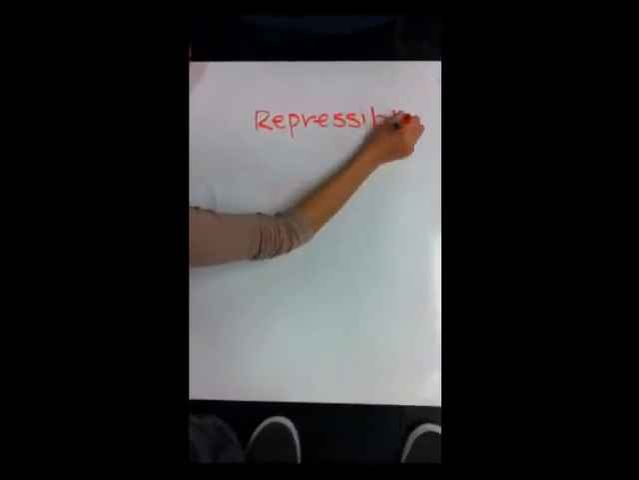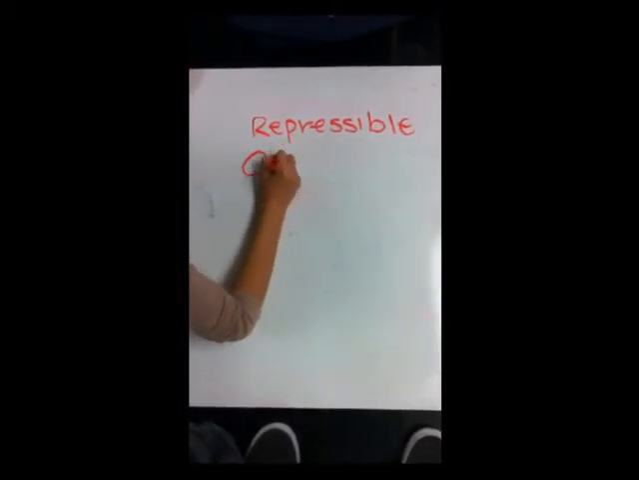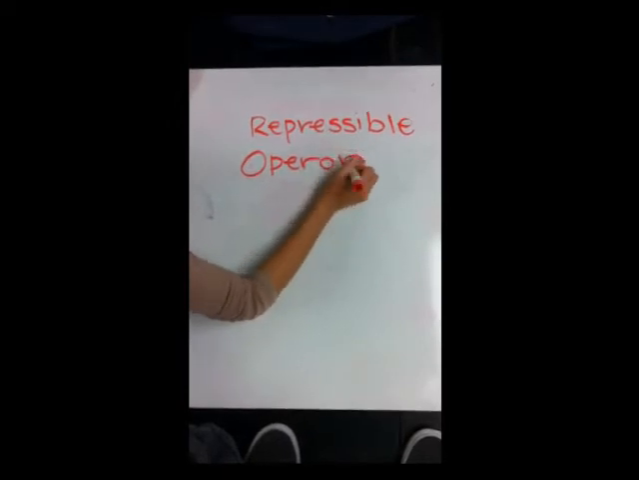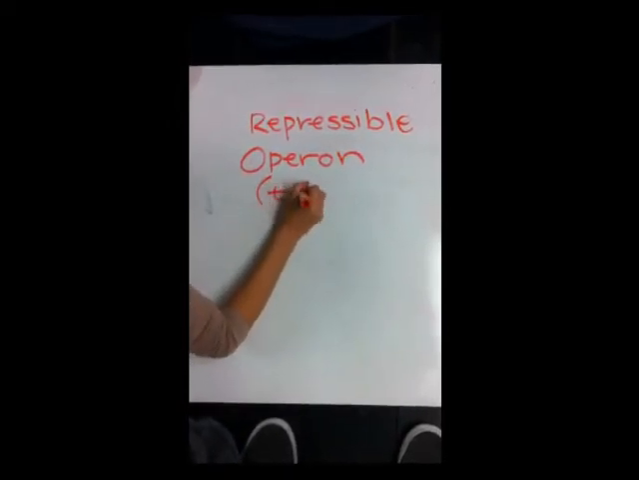So we're going to start with a repressible operon for the creation of tryptophan. Oh, and everything is SpongeBob themed.